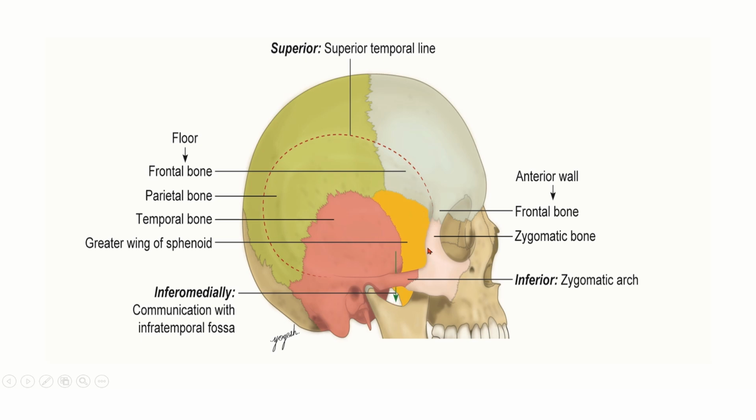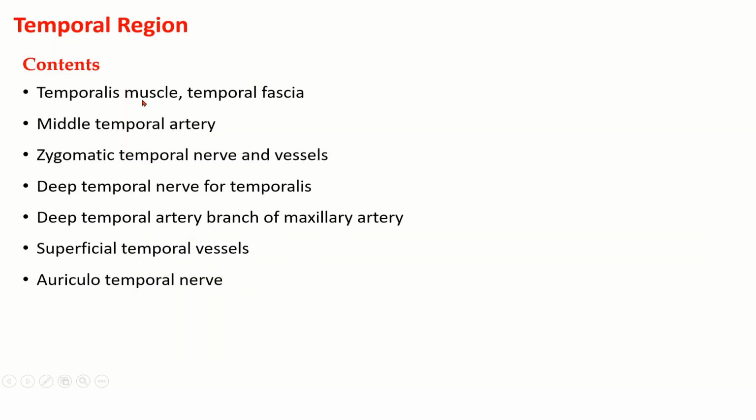Anteriorly, the temporal surface of the zygomatic bone and the greater wing of the sphenoid. So this delineates the temporal fossa. The contents will be the temporalis muscle, temporal fascia, middle temporal artery, which is a branch of the superficial temporal artery, zygomatico-temporal nerve and vessels, deep temporal nerve for temporalis, and deep temporal artery, which is a branch of the maxillary artery, superficial temporal vessels, and auriculotemporal nerve.